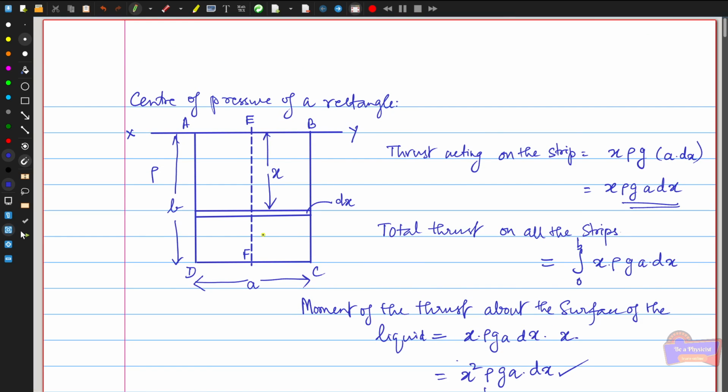Suppose you consider any point, say the center of pressure P of this rectangle, which is situated at a height h. Just assuming that this is the center of pressure point, and it is situated below the water level, the fluid level, at a depth taken as h.